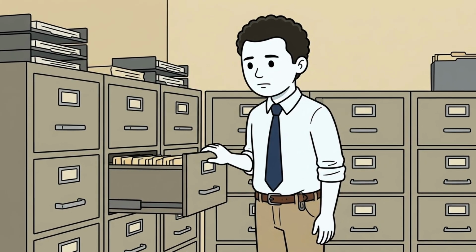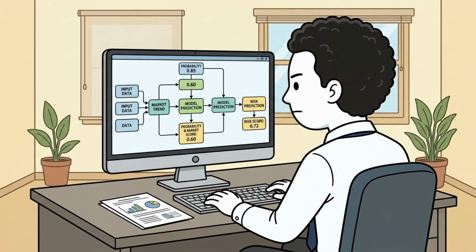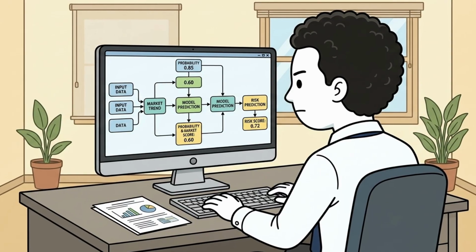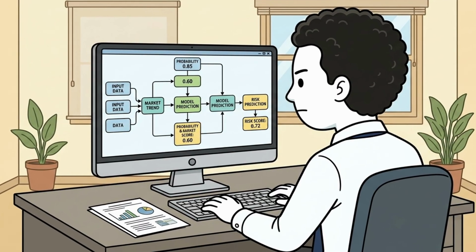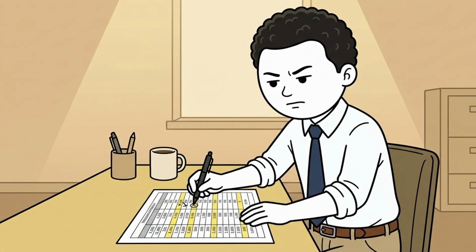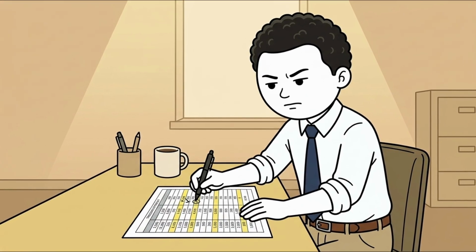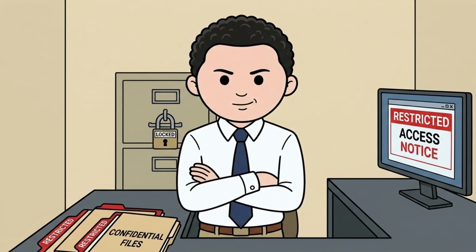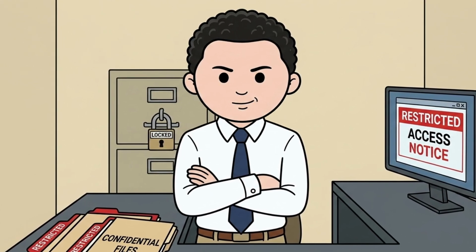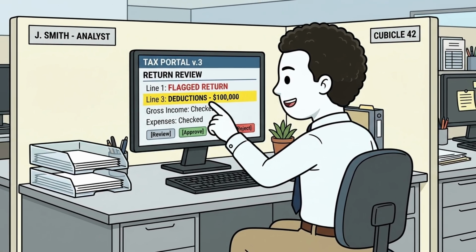The audit did not begin with you. It began with an algorithm. The Discriminant Information Function, the DIF score, is a mathematical model that assigns every filed tax return a probability rating based on several hundred variables. The variables include income level, expense ratios by industry, geographic clustering, filing date, amended return history, and dozens of others that are not publicly disclosed because disclosing them would change the behavior of the people the model is designed to catch. The dentist's DIF score was high enough to place his return in a selection pool.